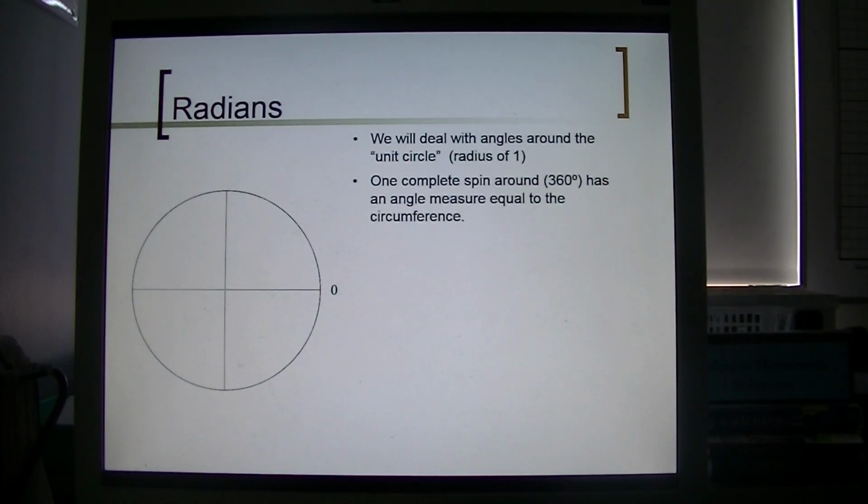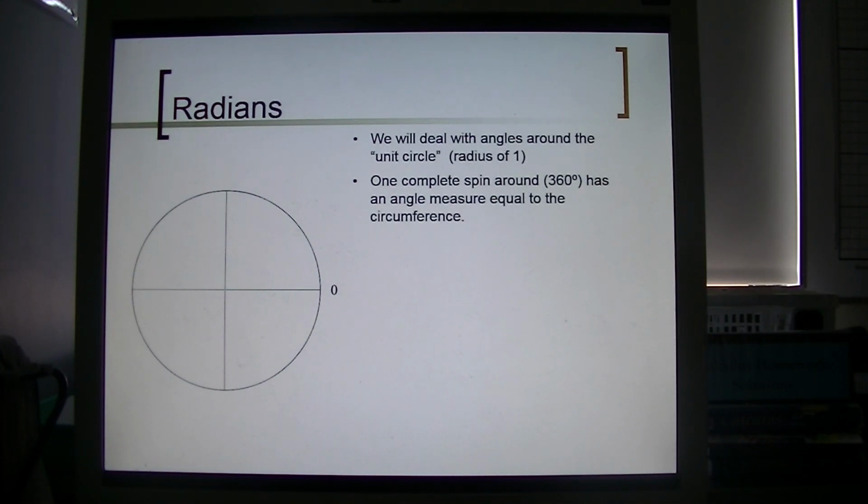One complete spin around this circle, which is 360 degrees, my goal is to relate the angle to how much of the circle is traced out. Well, if you go all the way around, how much of the circle did we trace out? The whole thing. Didn't we trace out the entire circle, which is the entire circumference?